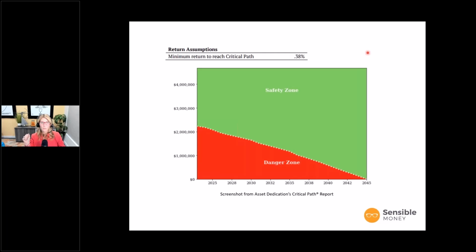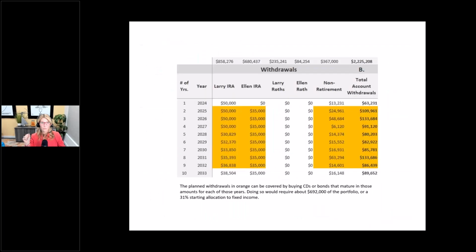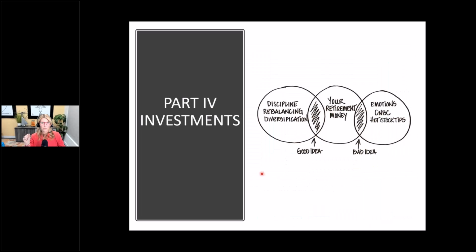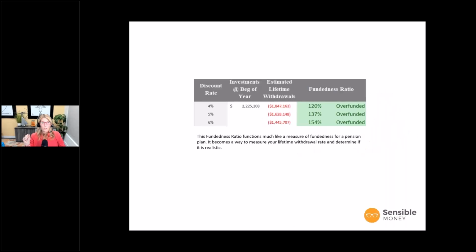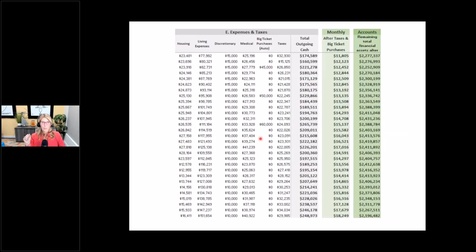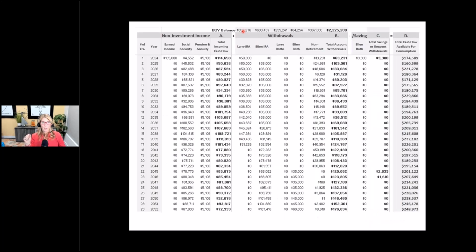Stay on the slides for a moment, Dana, if you would. And in the slide with the fundedness ratios, the question is, can you take us through how you arrived at the investments at the beginning of the year and the estimated lifetime income withdrawals, or estimated lifetime withdrawals? Yes, so let me go back. Up here, you see investments at the beginning of the year. So these were their starting account balances. And so that's where that 2.25 million comes from.